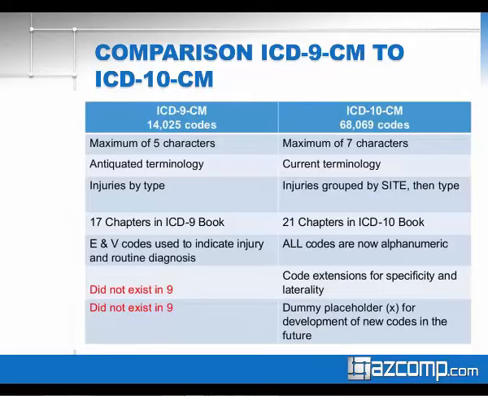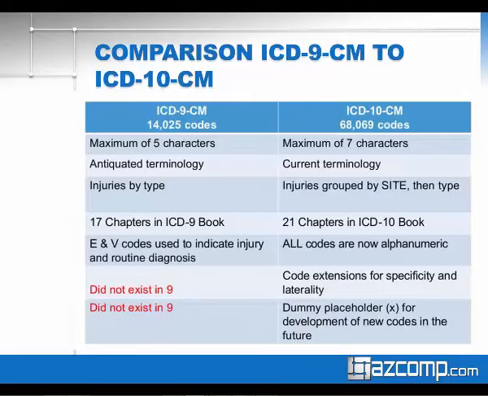There's an expansion of the chapters. Under ICD-9, there were only 2 alpha characters included, and that was either an E or a V to indicate injury or routine diagnosis. Under ICD-10, all the codes will now be alphanumeric, and we're not limited to just E or V. The whole alphabet is available.